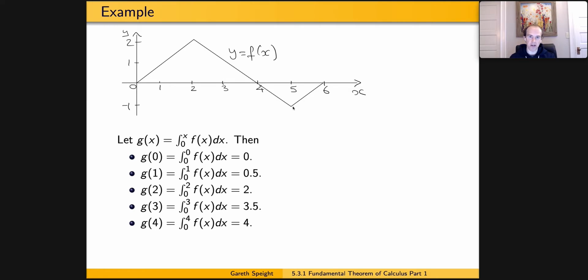And then we go to g of 5. Then we're looking at the signed area from 0 to 5. Then we have an extra triangle that's an area of a half, but it's below the axis. So the signed area is going to, we're going to have to subtract 0.5. So we're going to go from 4 to 3.5.